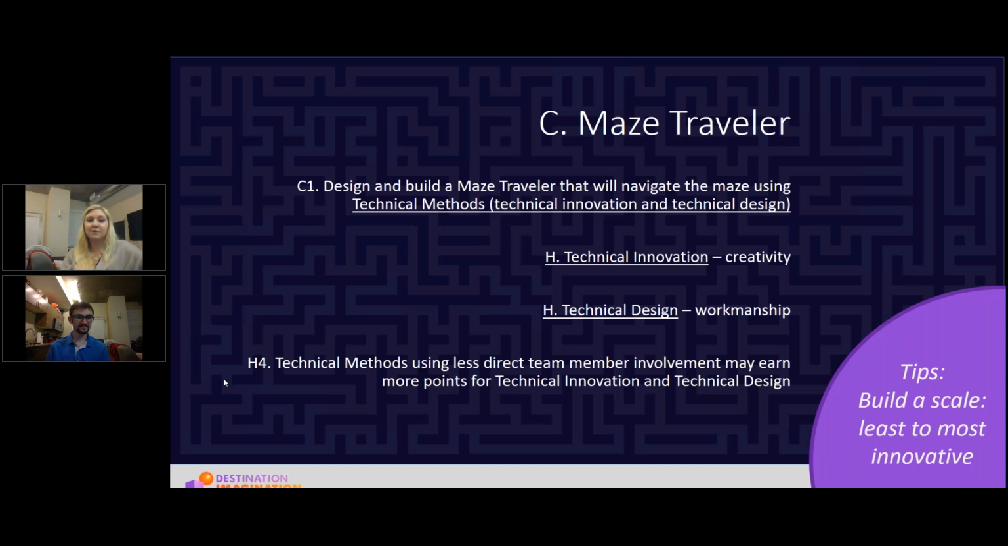Okay, and then the last piece we really wanted to point out about the Maze Traveler is section H4, and basically that's technical methods using less direct team member involvement may earn more points for technical innovation and technical design. And all that's saying is if your Maze Traveler operates using a human, it's going to get fewer technical points than if it operates without a human. So the farther you can get a team member from the Maze Traveler, the more technical it is. I hope that makes sense.